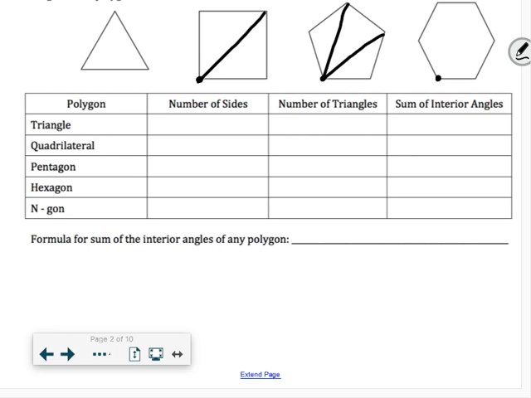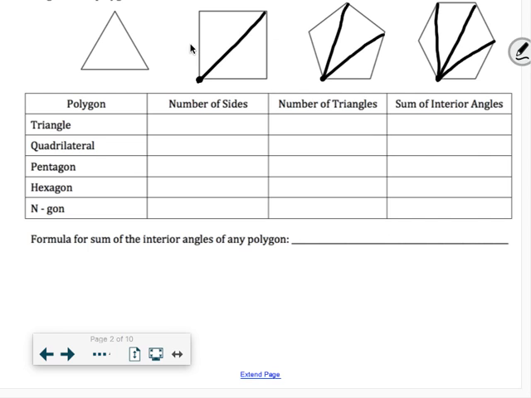Hexagon, pick a corner, draw in diagonals. So that's line segments again to non-adjacent vertices. This corner immediately to the right and the corner to the left, this corner and this corner, those would be your adjacent, okay?